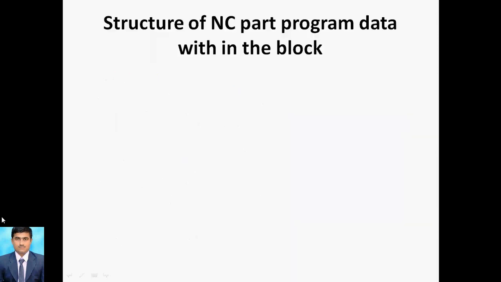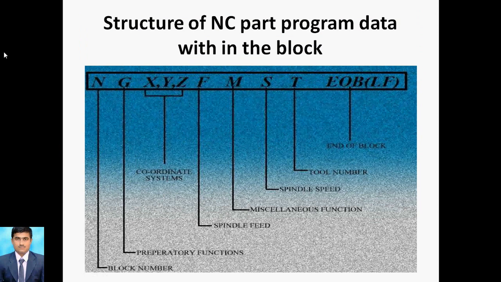Now we move to the structure of an NC program. This is the block we construct for any program. N is the block number, G is the preparatory code, so that is called G. Then X, Y, Z are the coordinate system. Then F is the feed, in terms of per minute. The next is the miscellaneous function. Here, program start, program stop, or you can say spindle start, spindle stop. These types of operations are considered miscellaneous functions.